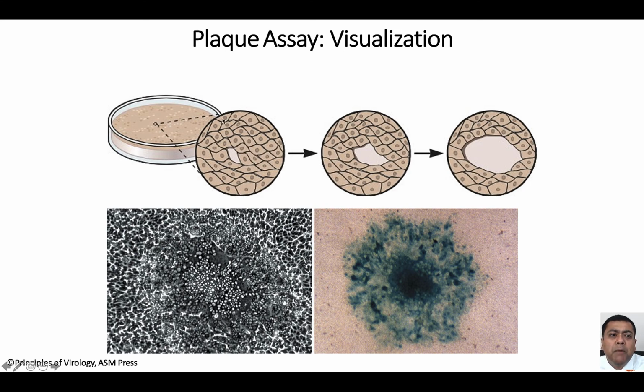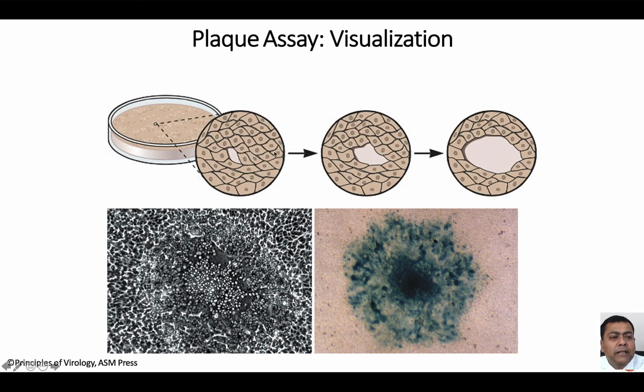So all the cells must be adhered to the bottom of the wells. That's why we start with 90% confluent wells. If you have 50% confluent, on the other hand, most of the areas are empty and you are not going to get a plaque. So that's why you need that.